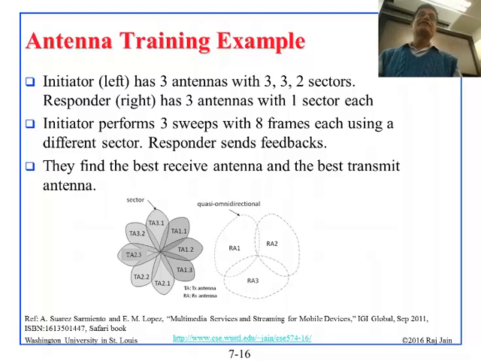On the PV, for example, very few things will be talking from the back. Most of the things will be talking from the front, so there is no need to have too many sectors in the back. In the front, we want to be much more precise. So the idea is that not every antenna configuration will have an equal number of sectors, and the sectors could differ from antenna to antenna. So 3, 3, 2 example. The responder on the right has 3 antennas with 1 sector each.